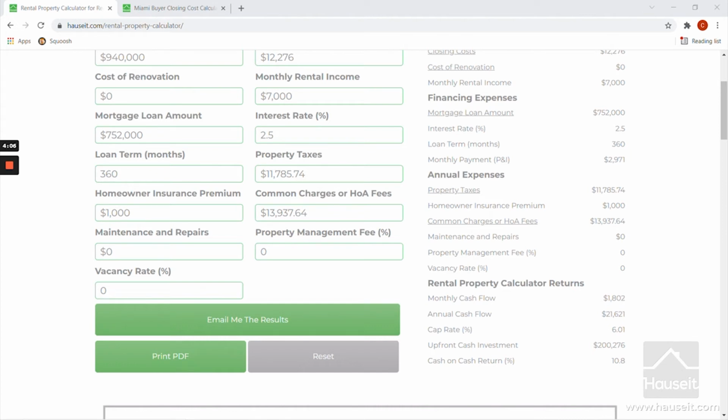And then your upfront investment is basically your 20%. You're using essentially 20% down payment. So 20% down plus your closing costs. That's your upfront cash investment. And then basically your cash flow on your upfront cash investment is 10.8%. Again, this is not an accounting term or anything to do with taxes. This is just purely a cash on cash return.